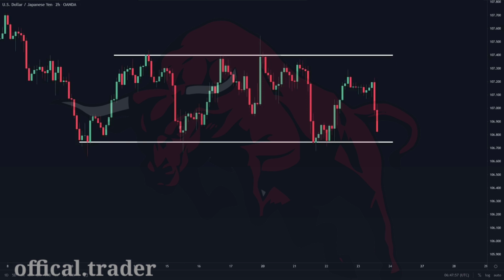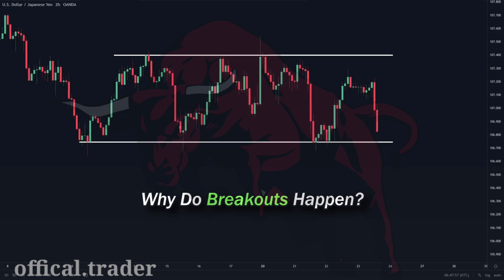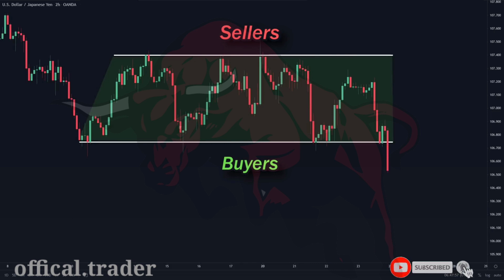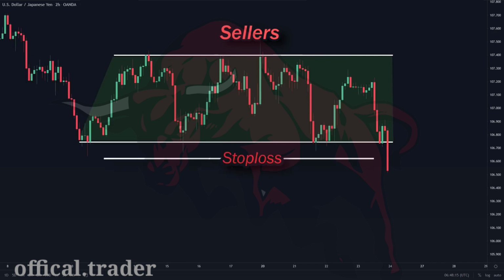Now, a common question that people tend to ask is, why do breakouts happen? What's the logic behind it? Well, let me explain. When prices are on a period of consolidation, it means that both buyers and sellers are equally strong. But once a breakout happens, let's say to the downside, all of a sudden, sellers are now stronger. And because sellers are stronger, buyers who bought at the support level are forced to close their position. Because most of the time, a stop loss is placed near a key level.